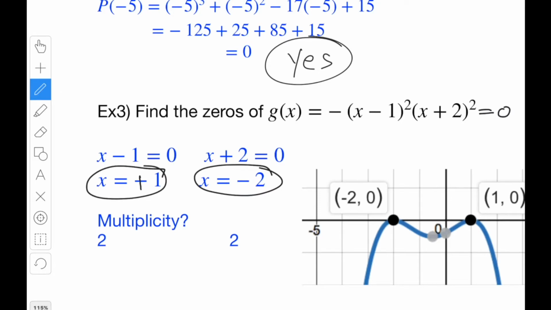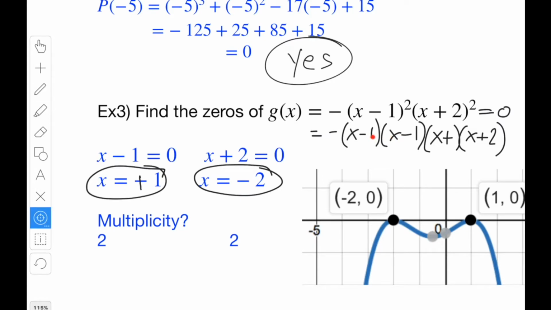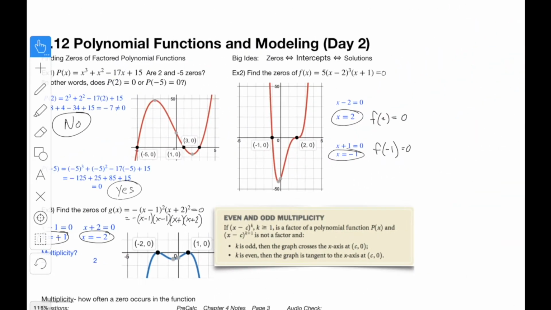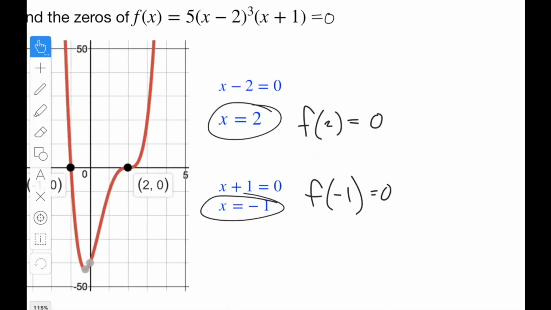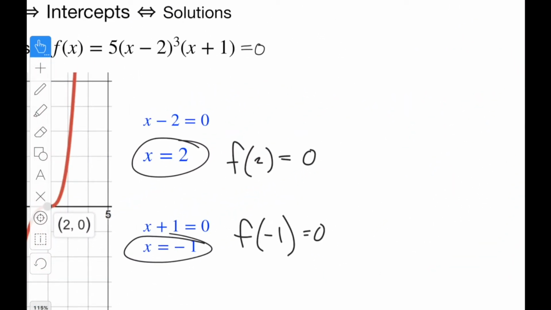Technically, if you wanted to, you could write this as negative x minus 1 times x minus 1. It occurs twice. X plus 2, x plus 2. It's kind of a duplicate 0, because it occurs twice. How many times? 2. To talk about multiplicity back up here, you could say that this 0 has a multiplicity of 3.